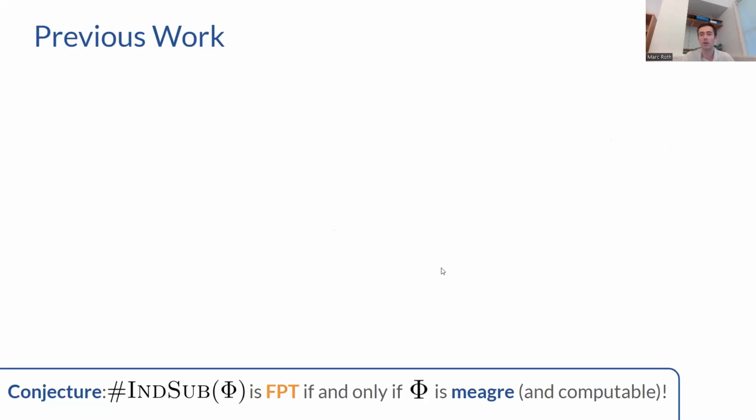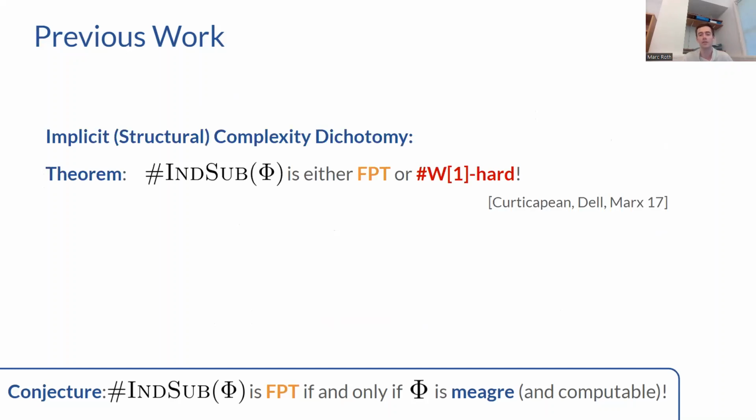Now let me talk a bit about previous work on this problem. One of the most important results, quite recent, from 5 years ago, is that Focke, Dell, and Roth proved an implicit classification, or an implicit structural complexity dichotomy. What they did is they proved that for every property phi, this problem is either fixed parameter tractable or #W[1]-hard. So there are no Ladner-like intermediate cases. You won't find a property phi for which the problem is neither FPT nor #W[1]-hard.